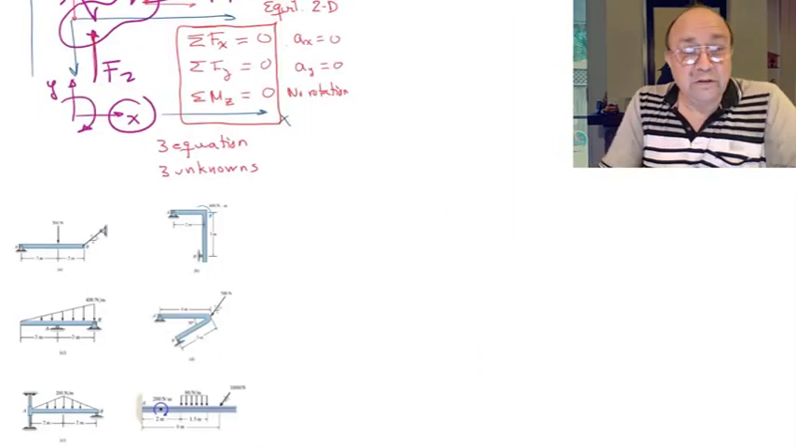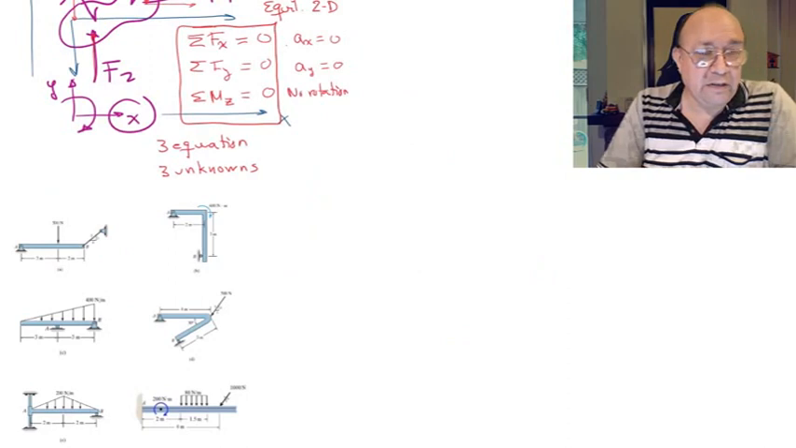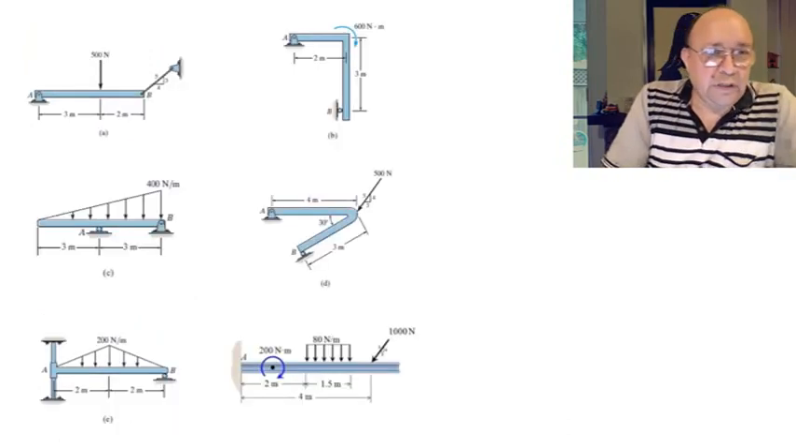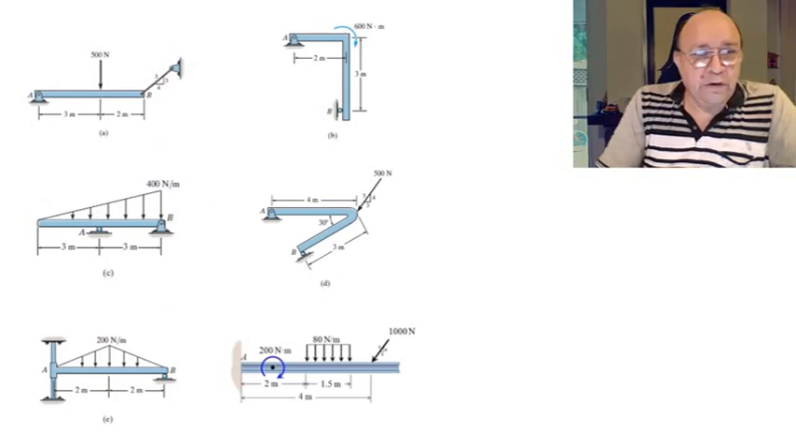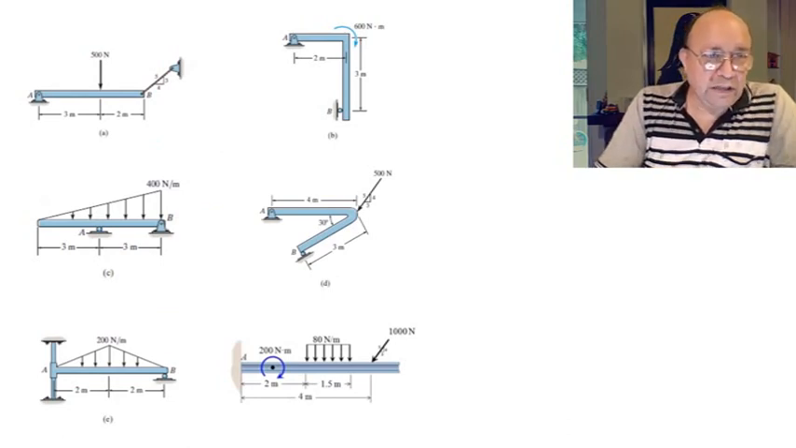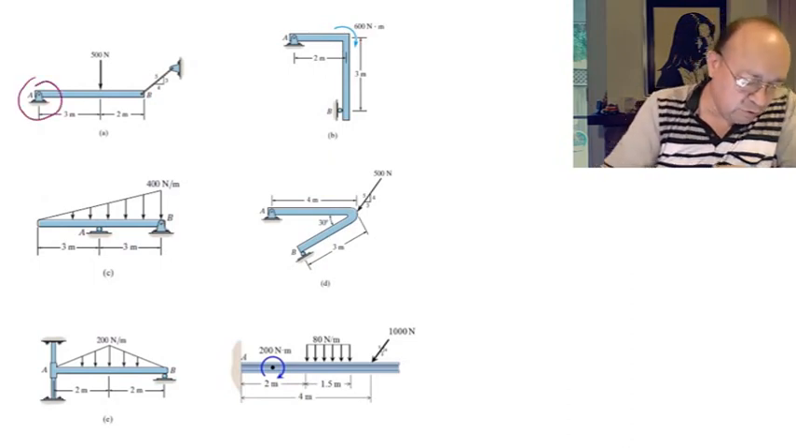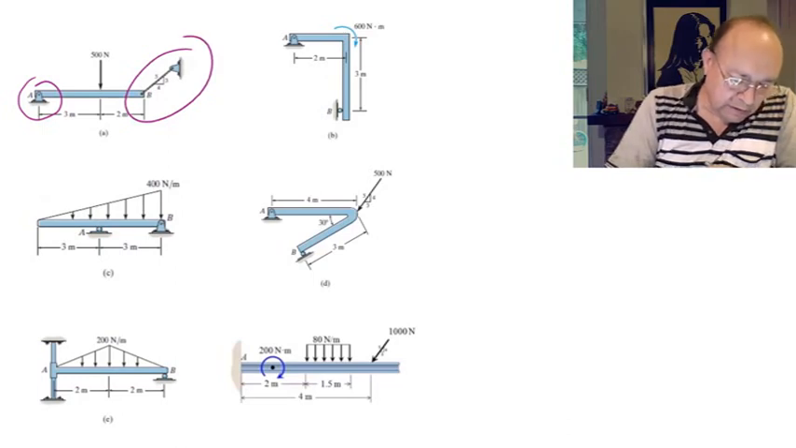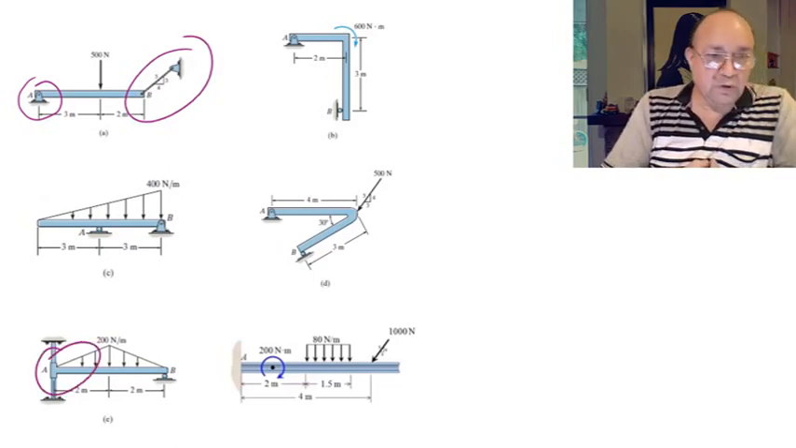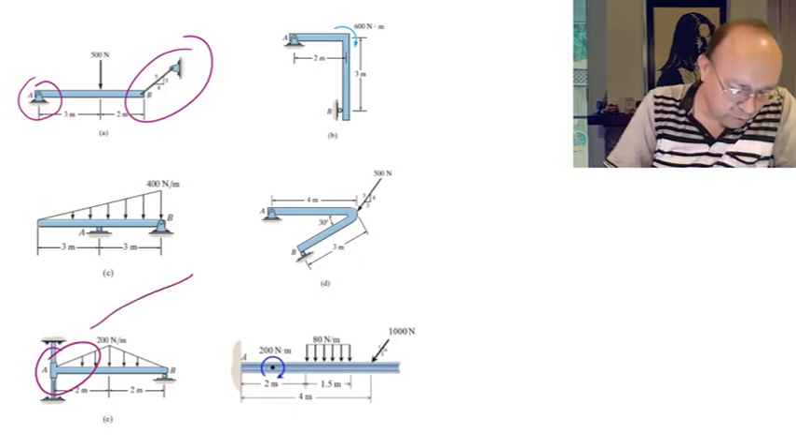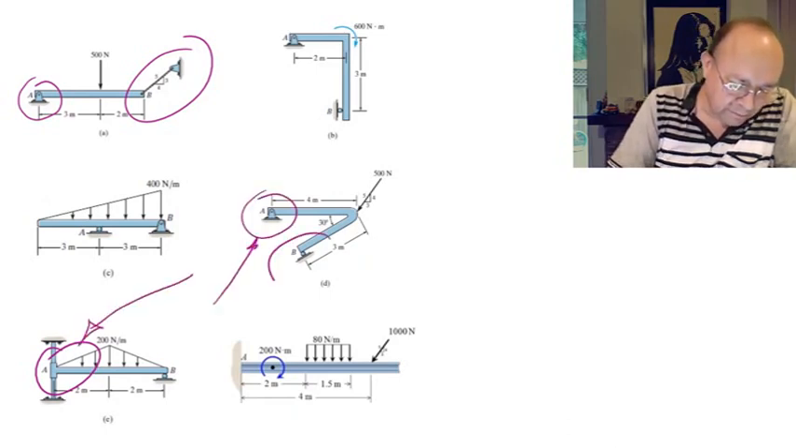Okay, so let's take a look at some examples that we might encounter when we study equilibrium of rigid bodies. These are typical problems that you might encounter. In order to analyze these problems and study the equilibrium, we need to know how to deal with the supports, what to do with this, how to handle this. So before we start analyzing these problems, let's take a look at how to deal with the supports.